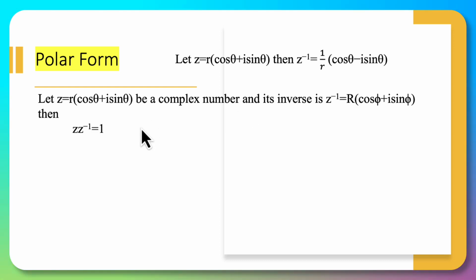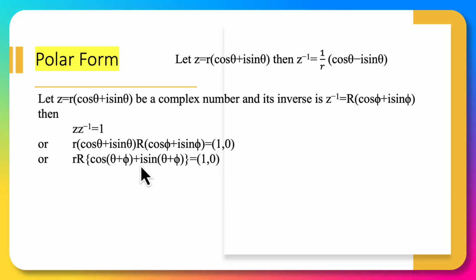Then by the algebra of complex numbers, z into z inverse is 1, in the extended form, which is r (cos theta plus i sin theta) times capital R (cos phi plus i sin phi) equals 1 plus 0i. By the ordinary multiplication of complex numbers, we will get that the result is r times capital R (cos (theta plus phi) plus i sin (theta plus phi)) is equal to 1 plus 0i.